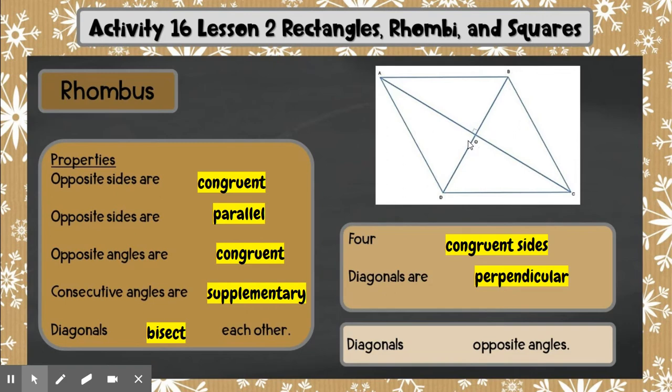They're perpendicular. And then the last one, the diagonals bisect opposite angles. So this angle, this diagonal's coming in, it cuts this entire angle in half. And remember, each one has to be exactly the same. That's what bisect means. So not only do they bisect each other, where the length of these lines are the same, but it also bisects these angles to where they're half of what they used to be.